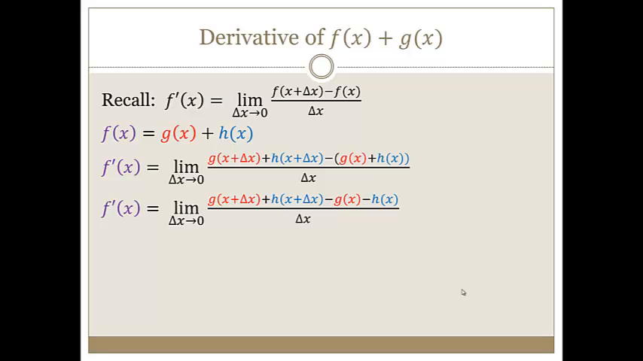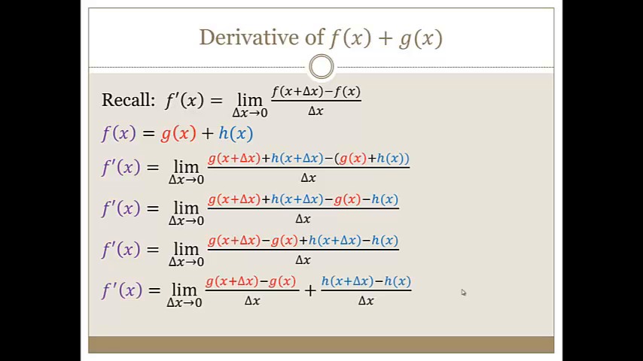But rearranging the top so that our g's are together and our h's are together, we get that the derivative is g of x plus delta x minus g of x plus h of x plus delta x minus h of x, all over delta x. Splitting the fraction up, we have g of x plus delta x minus g of x, all over delta x, plus h of x plus delta x minus h of x, all over delta x. But notice that what we have is the derivative of g plus the derivative of h.